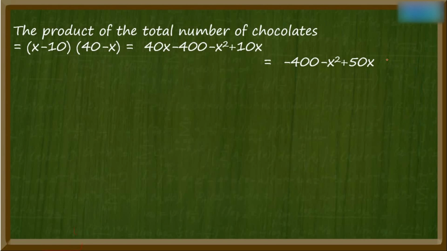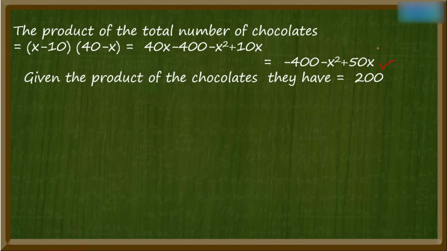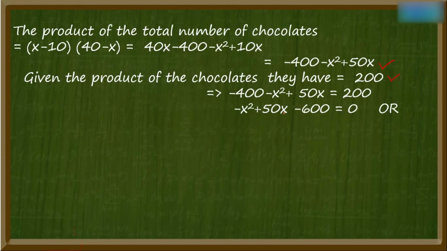We have the product of the chocolates of Avinash and Amar to be minus 400 minus x square plus 50x. But in the question, it is mentioned that the product of the chocolates they have is 200. I'll equate minus 400 minus x square plus 50x to 200. Next, I'll get minus x square plus 50x minus 600. How did I get minus 600 here? If this 200 comes to the other side, it will be minus 200. So minus 400 minus 200 will be minus 600.